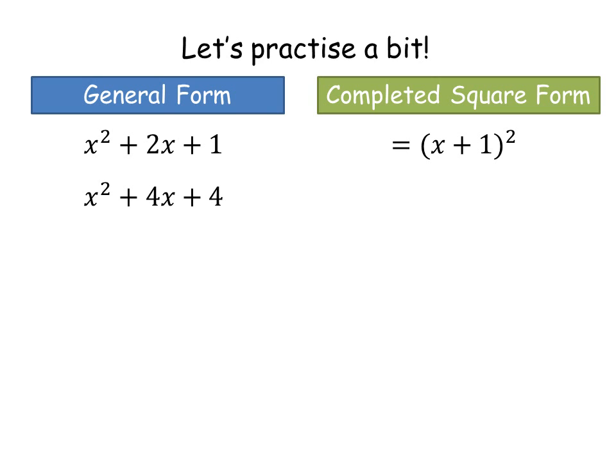What about x squared plus 4x plus 4? Half of 4 is 2. Remember we said h was half of b, and c was half of b squared. So this is definitely a perfect square. So the answer is (x plus 2) all squared. Now you try the rest on your own.